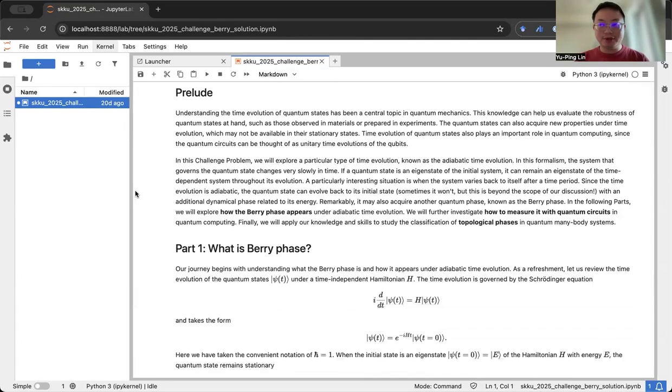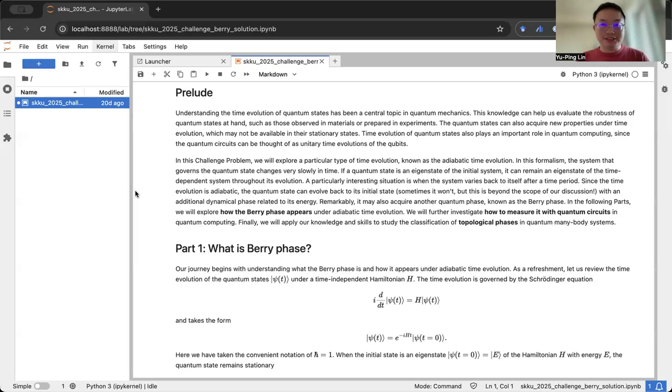So as you can see, we have three major parts of the challenge problem. The first part is about the theory of the Berry phase. The second part is how we measure it with the quantum circuits, and the third part is about applying the first and second parts to see how we can classify the topological phases and detect them in a non-interacting or interacting fermion model. So let us begin part by part.